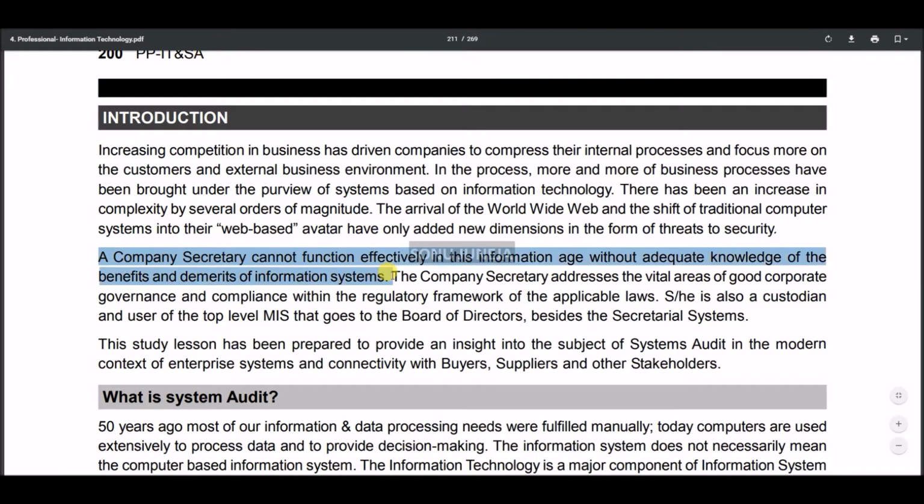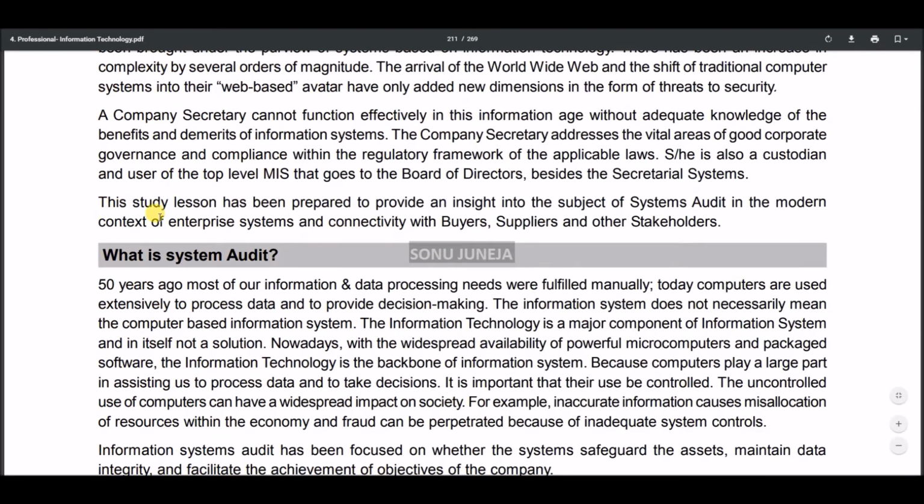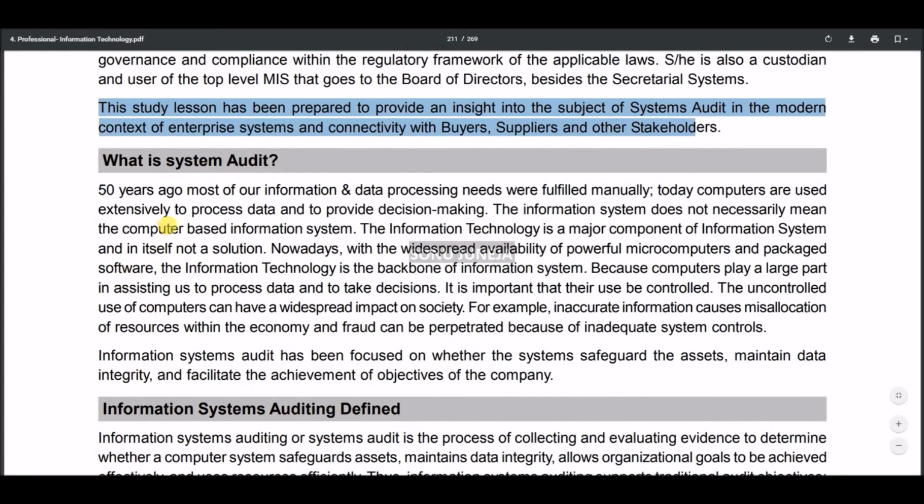The reason we have some of the chapters concerned here, and now let's just take a view through. The study lesson helps to provide an insight into the subject of system audit in the modern context of enterprise systems and connectivity with buyers and suppliers and other stakeholders. So what is system audit?